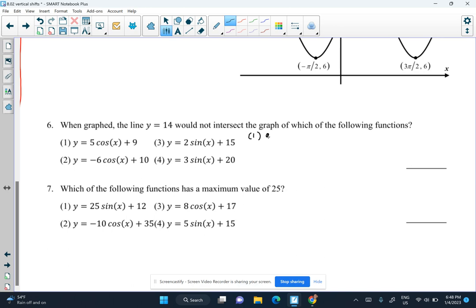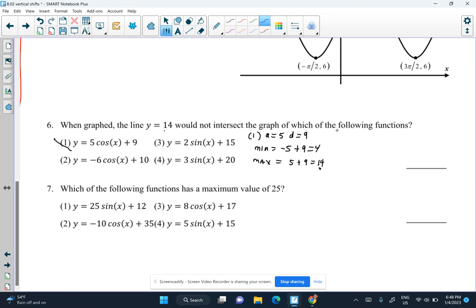For choice 1, my amplitude is 5 and my vertical shift is 9. So my minimum value is the negative of the amplitude, so -5 plus 9, or 4. Our maximum value is the amplitude, +5, plus 9, or 14. Well, if y equals 14, it's going to be tangent to the maximum value of that cosine function. So that's not your answer.